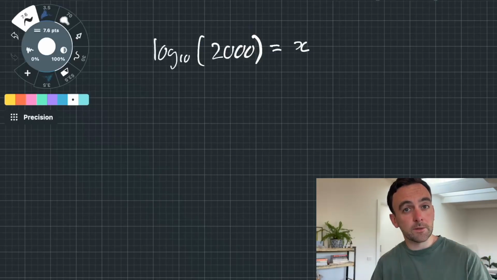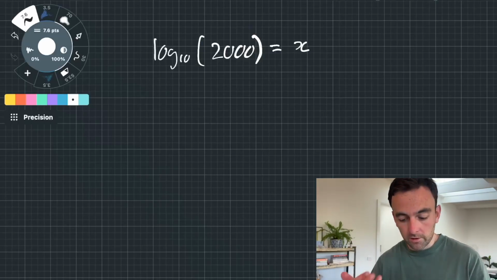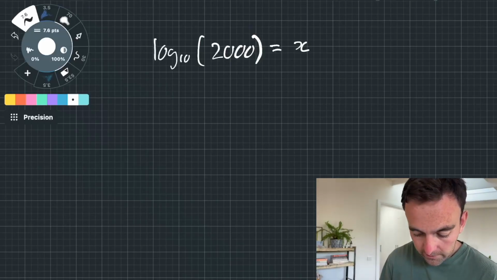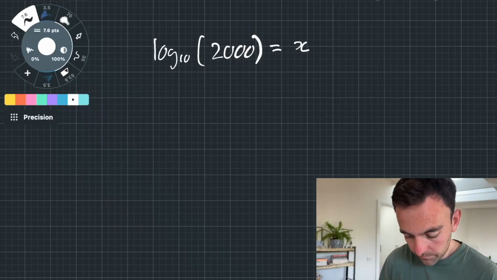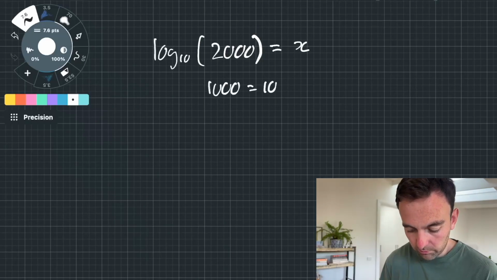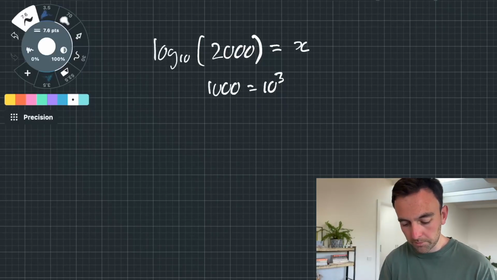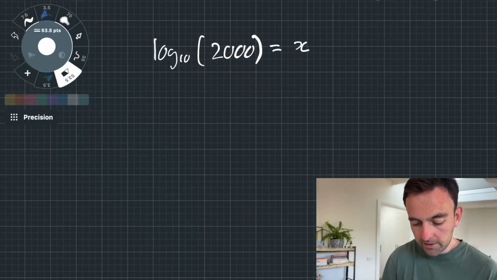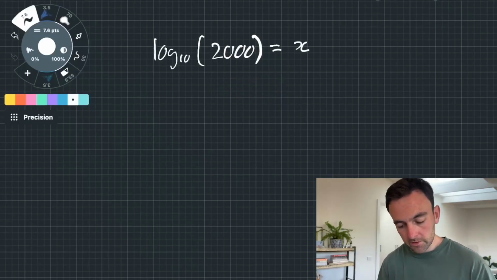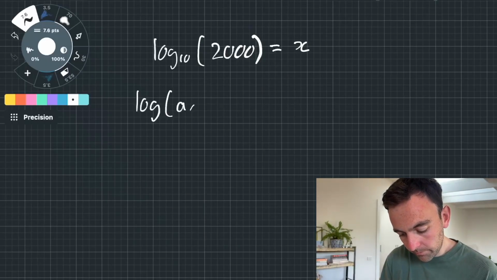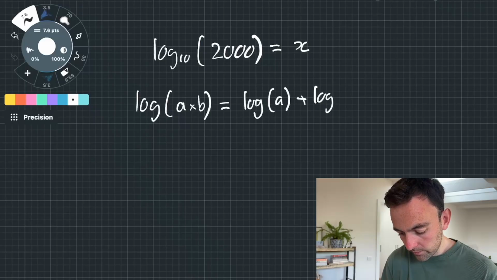So I gave you the simple way, which is personally what I do. I just estimate that to be, I say that this is basically the same as 1000, which is just 10 to the 3. So I just say that x approximately equals 3 and I round it up a little bit. But if you want to be exact, there is a log rule as well. So if you have log of a times b, this is the same as log a plus log b.